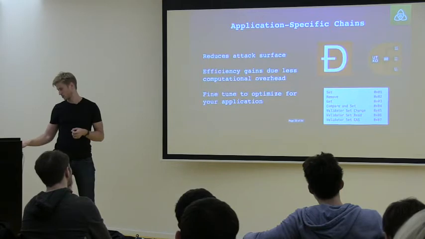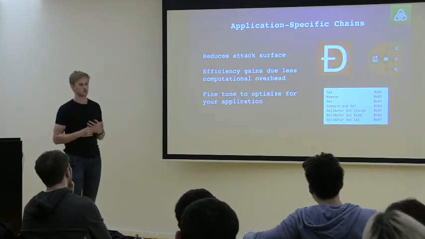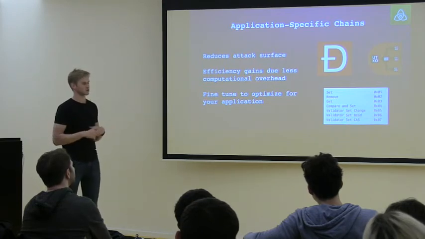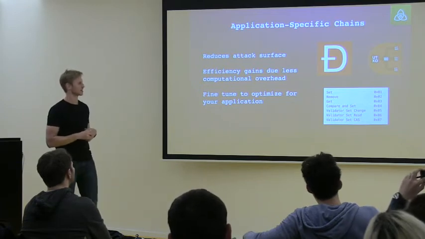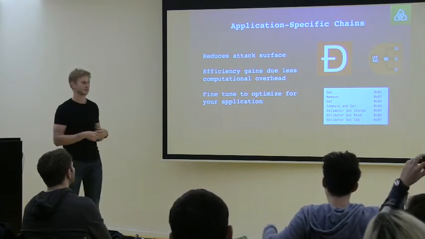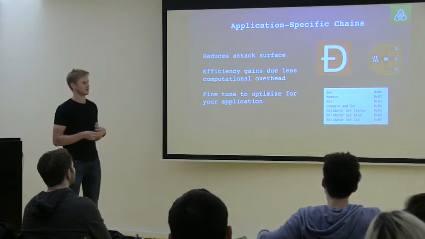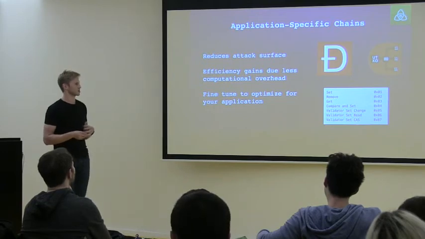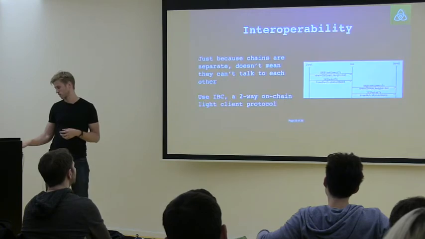It also reduces the attack surface because, of course, having Turing-complete chains makes for lots of vulnerabilities, as we have seen recently again with the Parity multi-sig thing, and those kinds of things are almost unavoidable with Ethereum chains. But if you have application-specific chains, you also don't really have that problem.